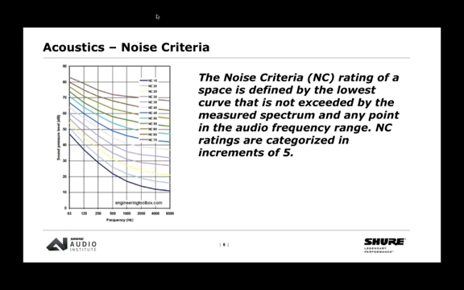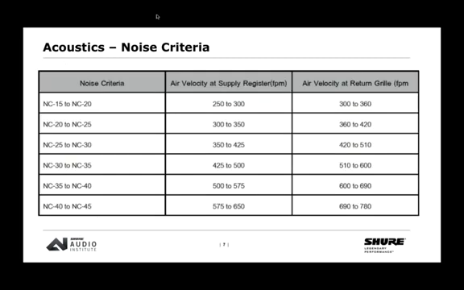And each of these are defined by the lowest curve that's not exceeded by the measured spectrum at any point in the audio frequency range. So again, even if a room had buildup at 250 hertz, but the rest of it was lower, that buildup at 250 hertz would pop it into the next noise criteria rating. We recommend an NC rating of somewhere around 30 or below for conference rooms. This seems to be pretty typical. This provides for a better acoustic environment because we've got less ambient noise.